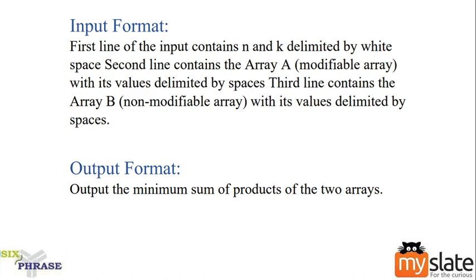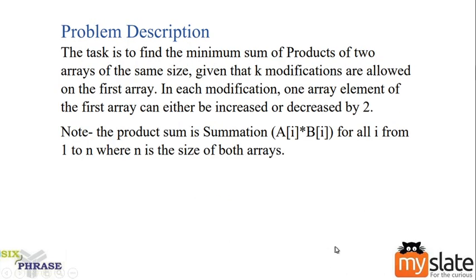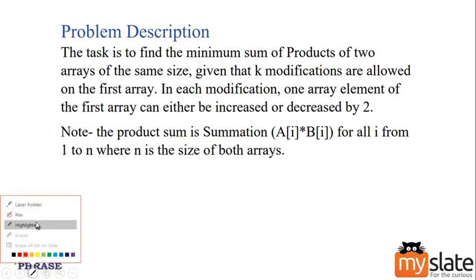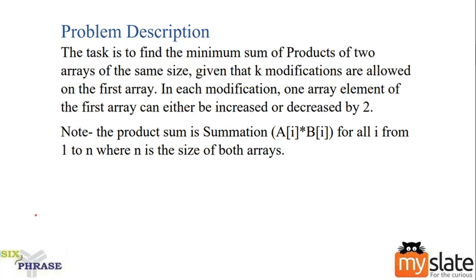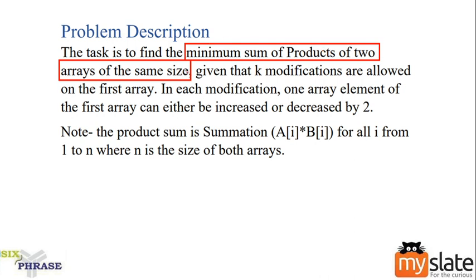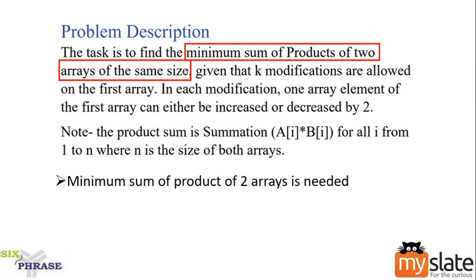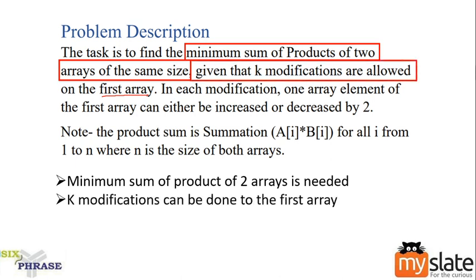Okay, so what they are telling you in the question is, see here in the first line they have said the task is to find minimum sum of product of two arrays of same size. Okay, we are going to find minimum sum of product of two arrays of same size. And what is given? K modifications are allowed on the first array. Okay, k modifications can be done to the first array, right?